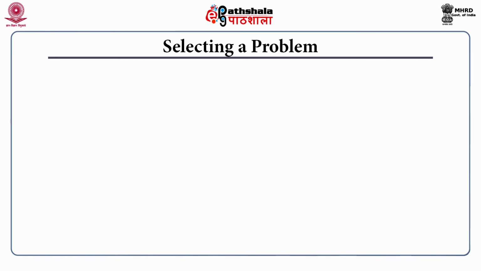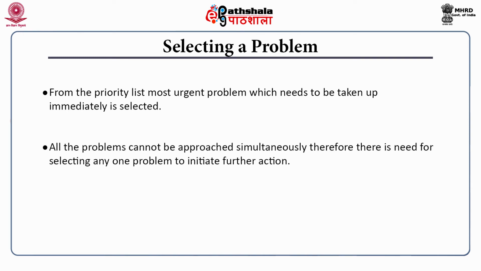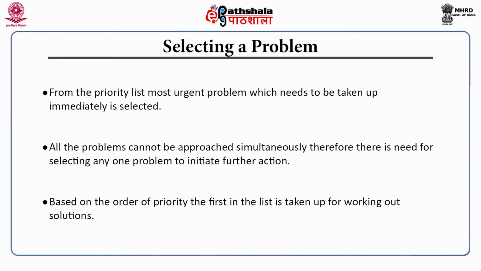Selecting a problem. From the priority list, the most urgent problem which needs to be taken up immediately is selected. All the problems cannot be approached simultaneously, therefore there is a need for selecting any one problem to initiate further action. Based on the order of priority, the first in the list is taken up for working out solutions.